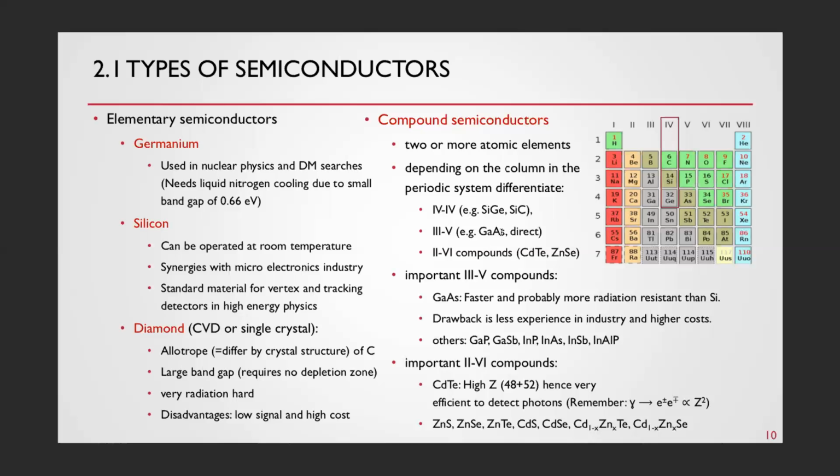Important compound semiconductors are gallium arsenide, which is even faster than silicon. It's also probably more radiation resistant. Not so much is known about it.